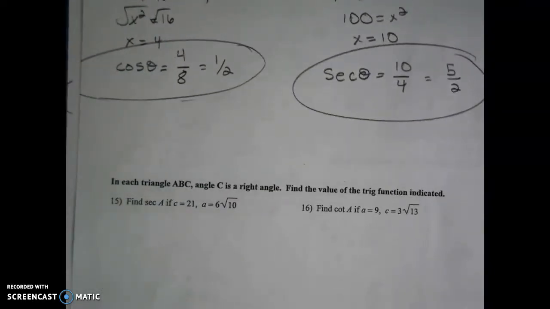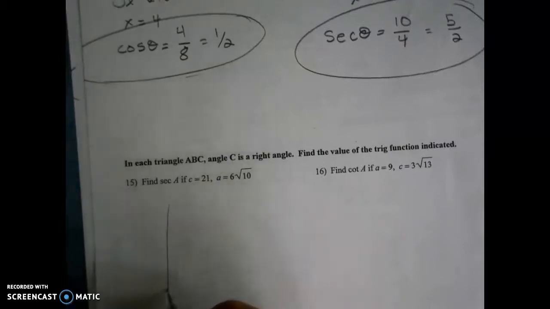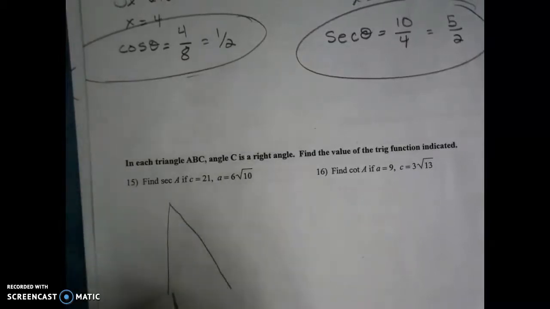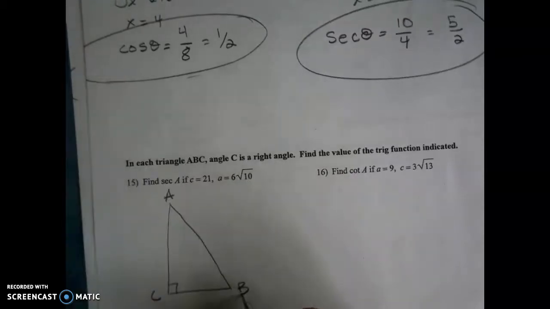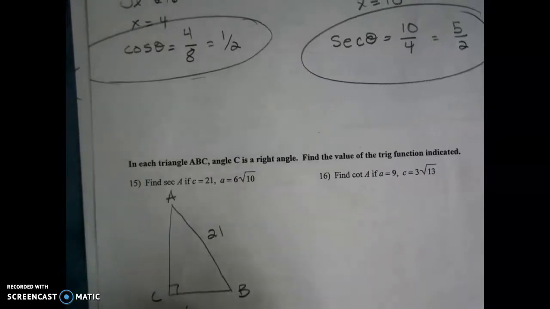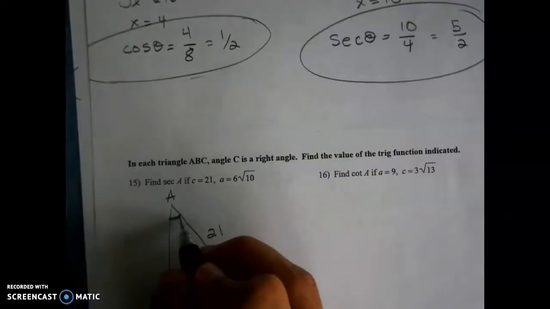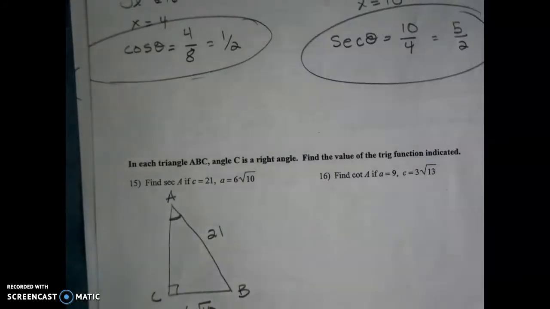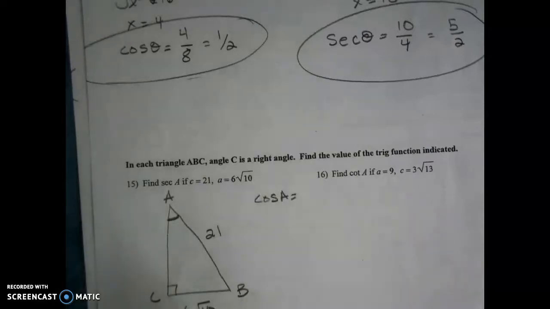Find secant of A if c is equal to 21, a is equal to 6 times the square root of 10. Okay, so let's draw a triangle first. And in the directions, it says the right angle is C. So we'll label that C, A, and B here. Okay, well, C is right there. A is right there. Okay, and we're asked to find the secant of A. Well, first, let's find the cosine, because secant is just the reciprocal of that.